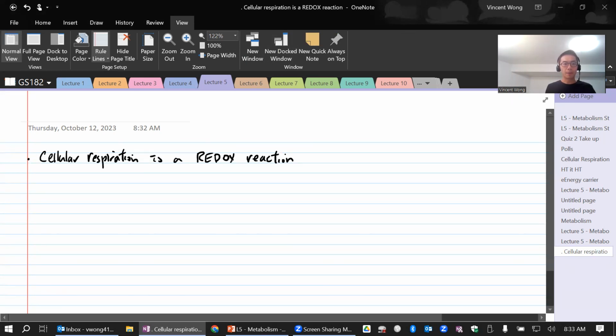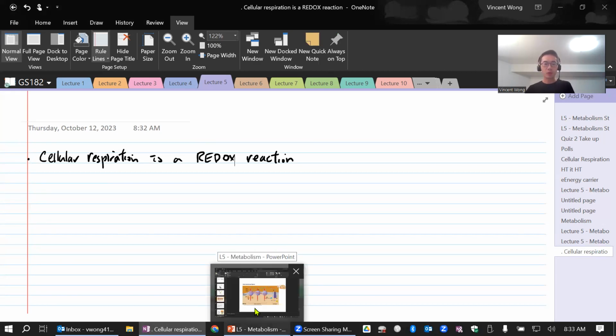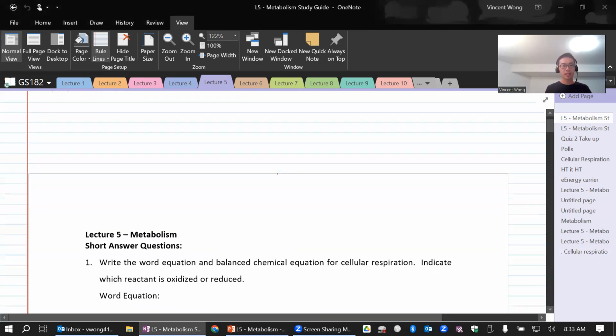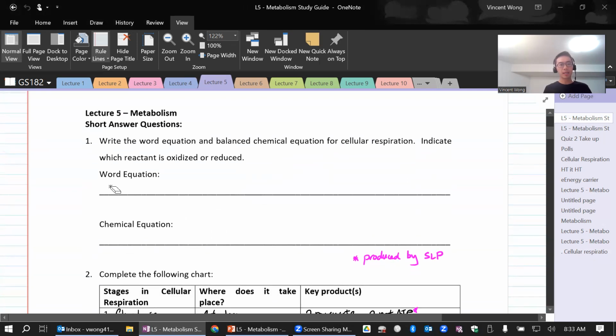So, do you remember which reactant is the one that is being reduced in this reaction? Now, if you didn't know that, that is an important thing to know. Okay, so let's go back to our study guide here. Maybe we should write it down one more time.